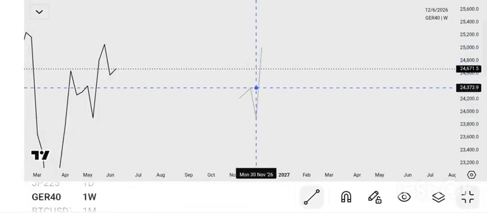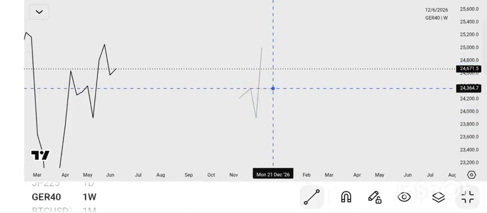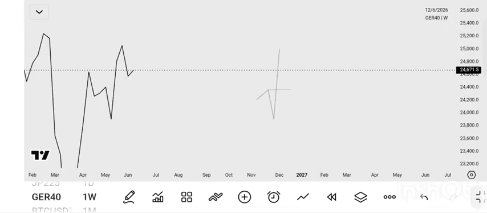A break of structure to the upside. Most recent break of structure to the upside. So on the weekly time frame, the most recent break of structure is to the upside. Are you seeing this now? It's to the upside, meaning on the weekly we are bullish.